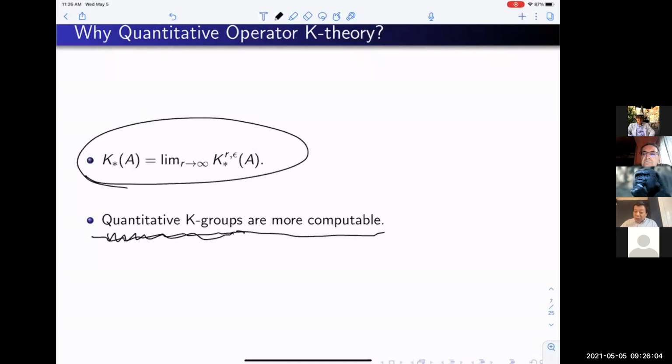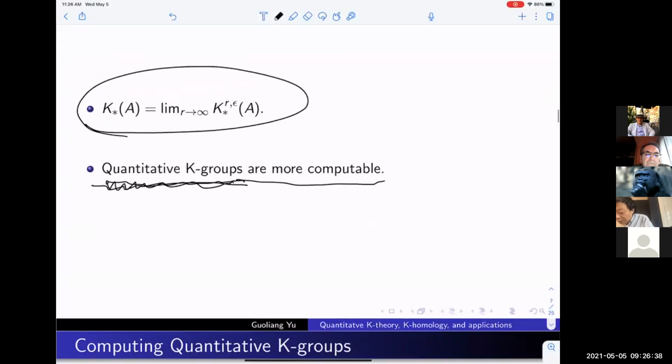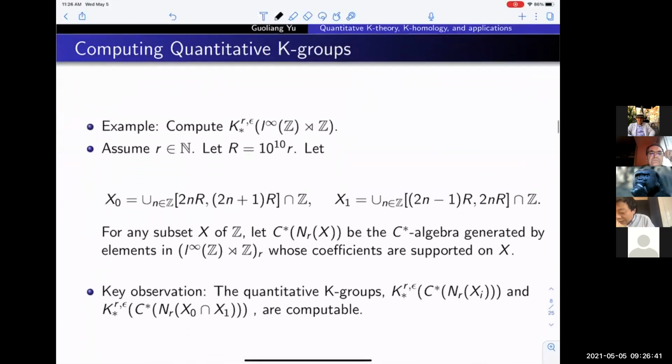Of course, you can use more sophisticated technology like KK-theory and cyclic homology to compute this, but at a more basic level we have some technical issue. But for quantitative K-theory, we don't need ideals to do cutting and pasting. We only need some ideal in a very asymptotic sense. I will try to explain this idea from a very easy example.